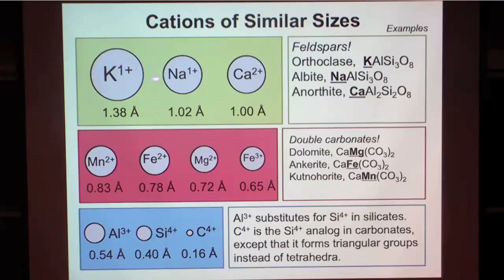A few examples I give are the potassium, sodium, calcium substitutions. This is very common in the feldspars. The manganese, iron, magnesium, and iron 3+ substitutions are very common in the refractory phases like olivine, pyroxenes, and the MgO, FeO solid solution. Even the substitution of iron 3+ and aluminum 3+ is common, and it's thought to be the dominant substitution in the lower mantle, when we have bridgmanite in the presence of garnet, which is delivering the aluminum to the system.